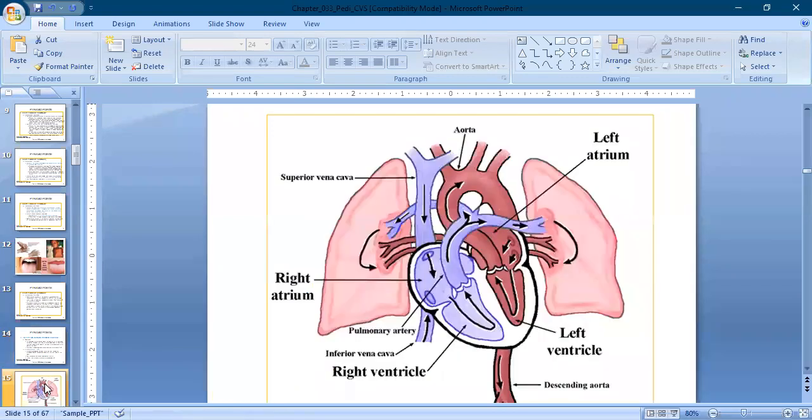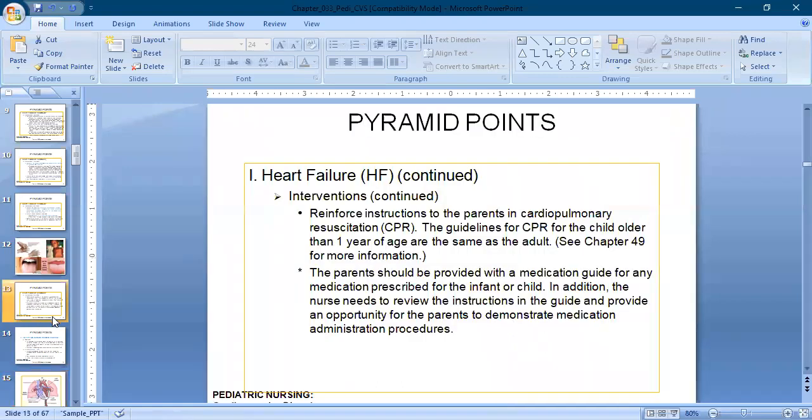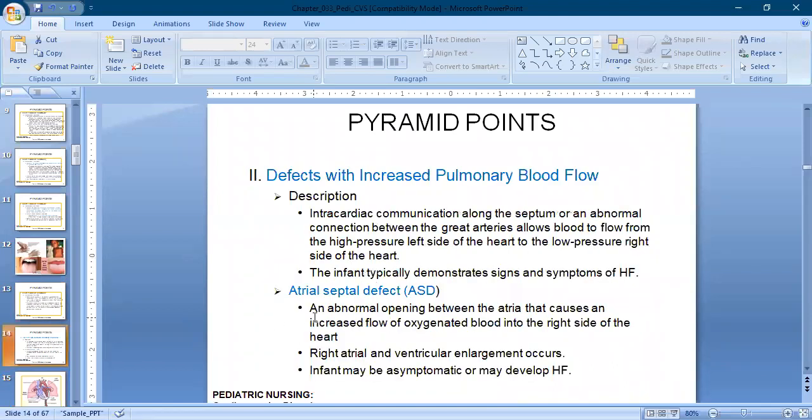So as I told, this is the heart, this is the right atria, this is the left atria. So abnormal opening in between 2 atria, and this is called atrial septal defect, shortly called ASD, right? ASD, or atrial septal defect, I said abnormal hole in the septum between left and right atria.